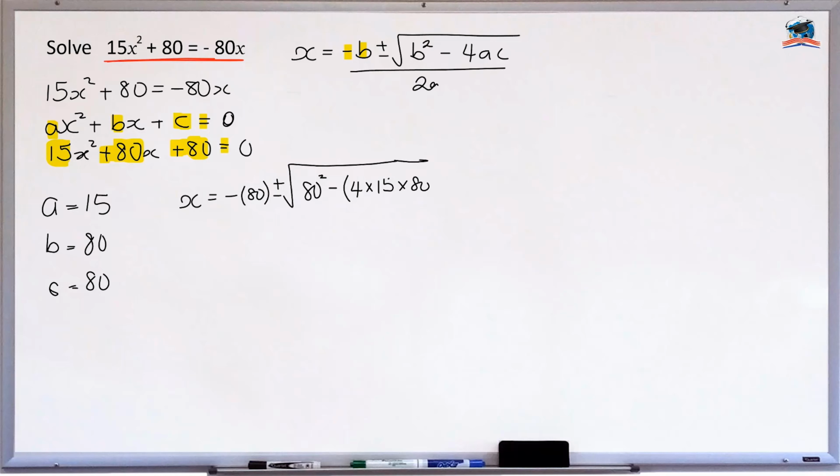Let's go, sign still there, and then we have a close bracket there, and then we have everything all over 2 times a. 2 times a, our a is 15. Excellent. So let's put this together.